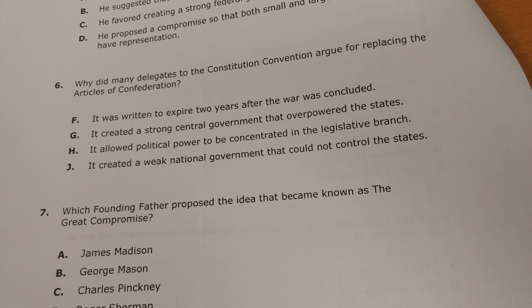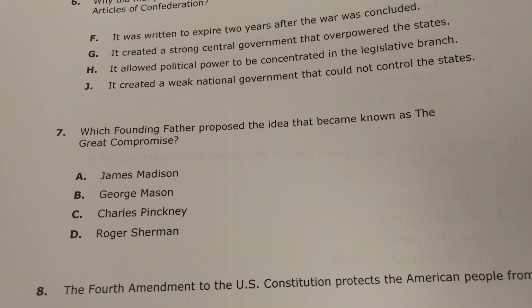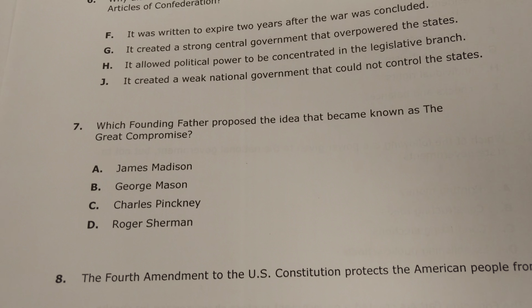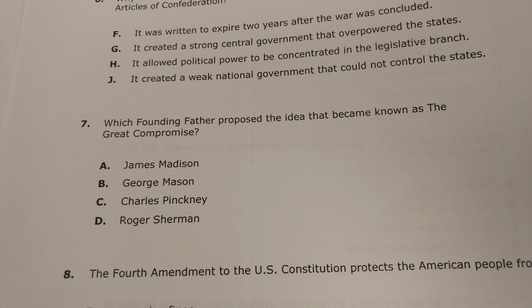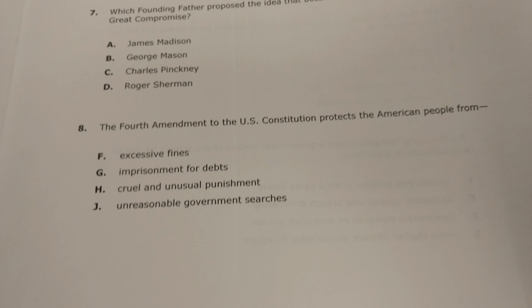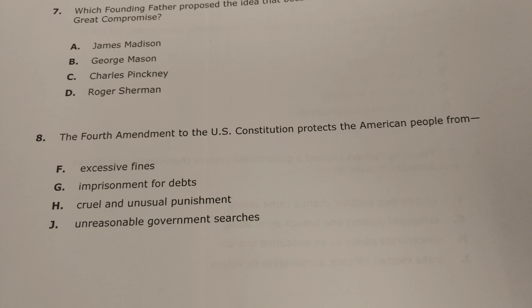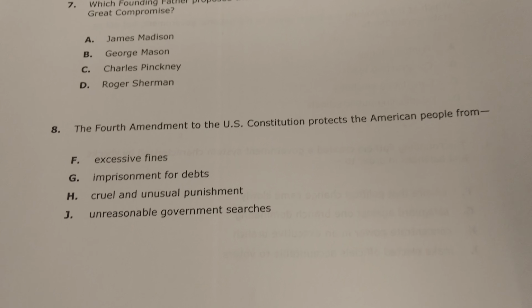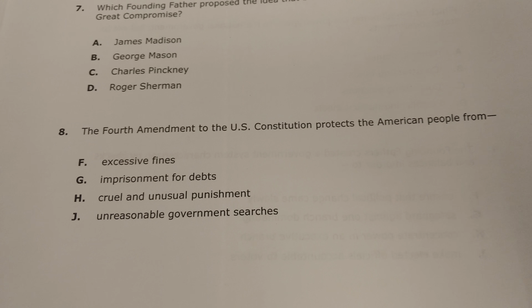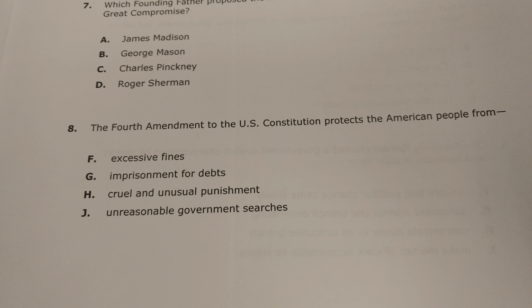Number 7. Which founding father proposed the idea that became known as the Great Compromise? A. James Madison, B. George Mason, C. Charles Pinckney, D. Roger Sherman. Number 8. The Fourth Amendment to the U.S. Constitution protects the American people from F. Excessive fines, G. Imprisonment for debts, H. Cruel and unusual punishment, J. Unreasonable government searches.